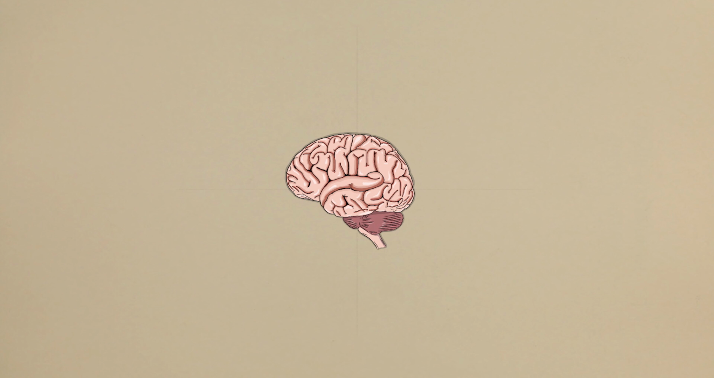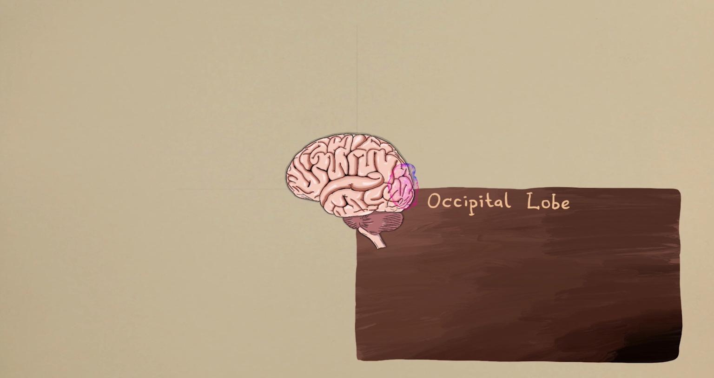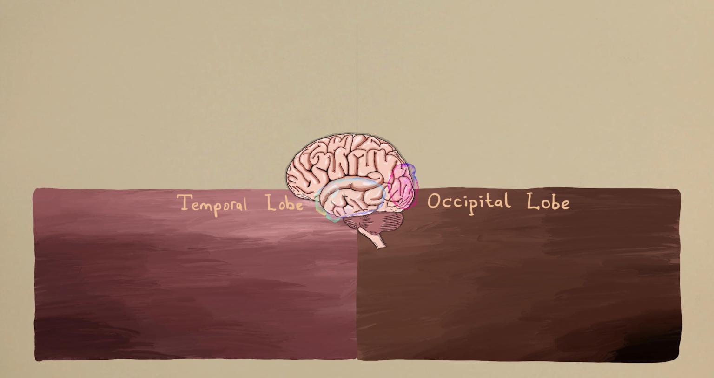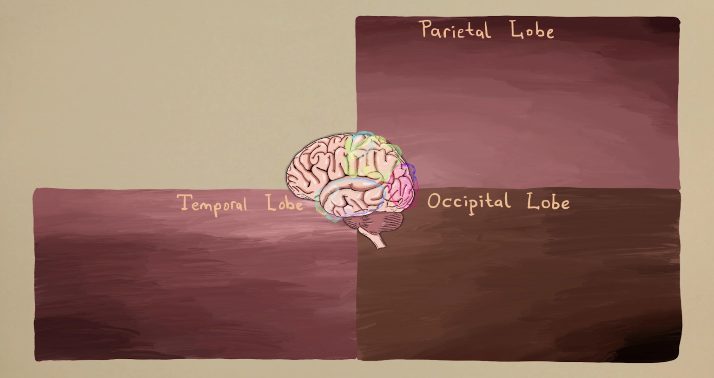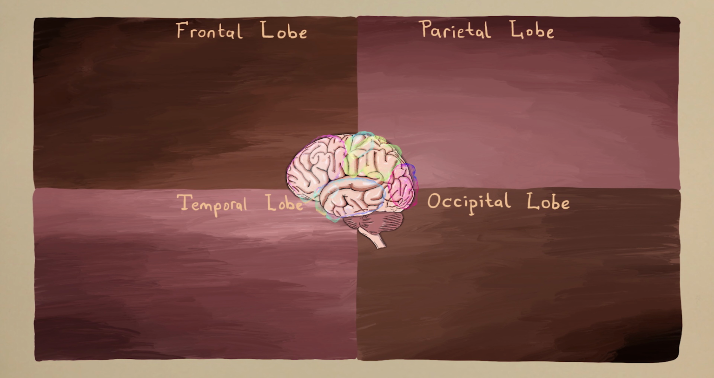So, this is the occipital lobe and is at the back of the brain. The temporal lobe is below the temples, in front of the ears. The parietal lobe is in the upper rear portion of the brain, above the occipital lobe, and the frontal lobe is in the front, behind the forehead.